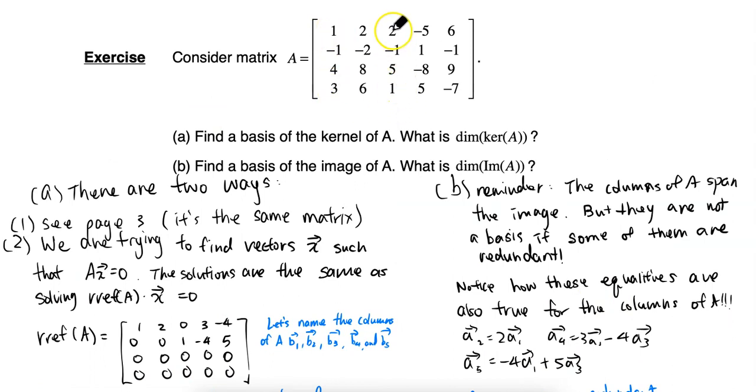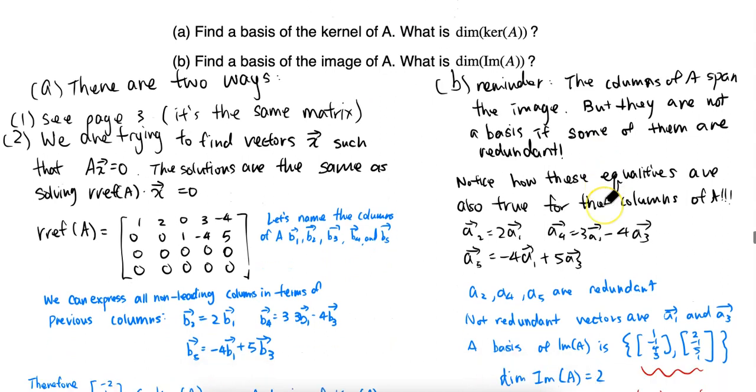Be careful, a common mistake is to use B1 and B3 as a basis of the image, but just look for 1 second and you'll see it's impossible. B1 and B3 do not have any values in the 3rd and 4th row, whereas A1 and A3 do. So it would be impossible to reach everything if we used columns of RREF of A. We do have to use columns of A for the image.